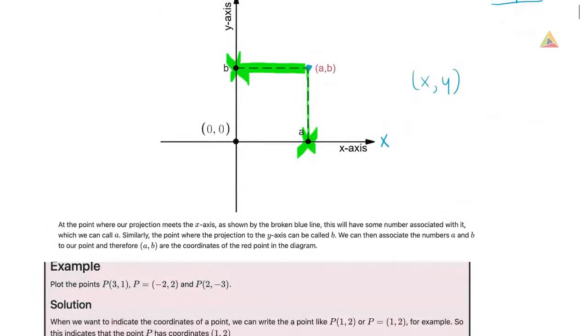The point where our projection meets the x-axis is shown by the broken blue line. This will have some number associated with it, which we can call a. Similarly, the point where the projection line meets the y-axis can be called b. We can then associate the numbers a and b to our point, and therefore a and b are the coordinates of the red point in the diagram, which is here.